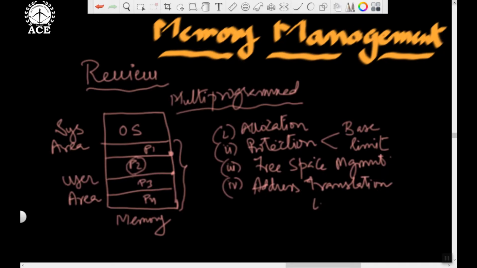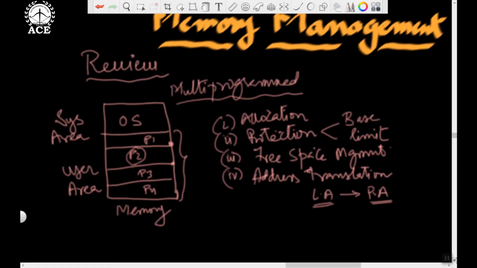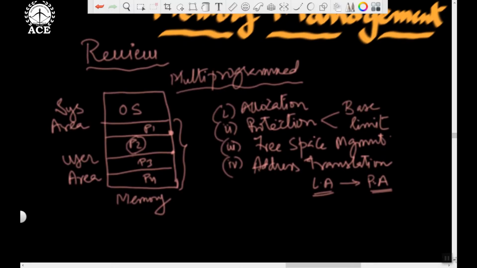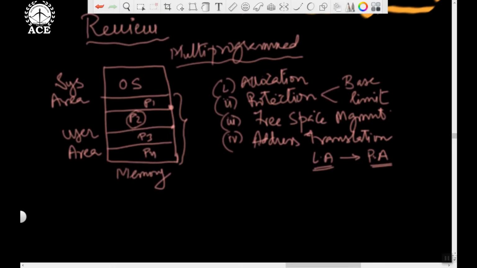Then the next issue is free space management. That means how to keep track of free space. There are algorithms, and we need to discuss this topic at a later point of time. And then maybe we can say address translation. This aspect also I briefly discussed in the lectures that we had.